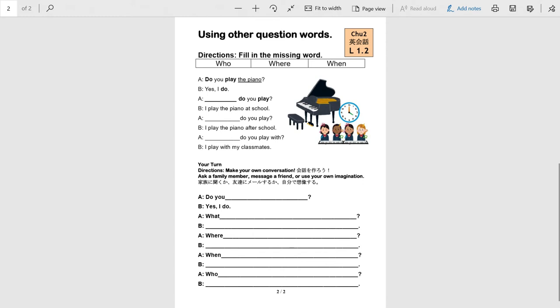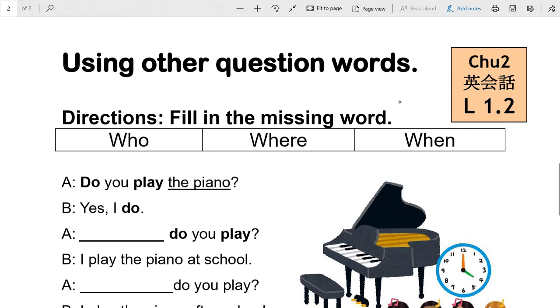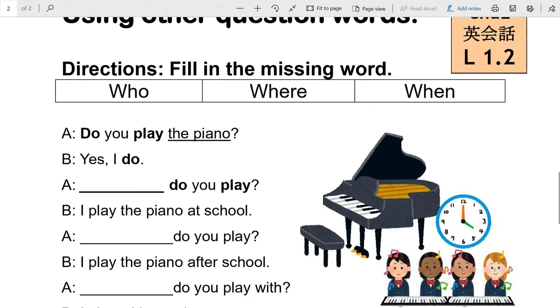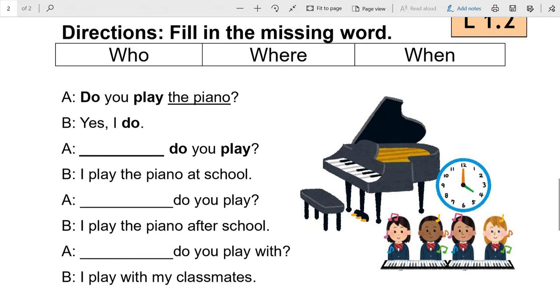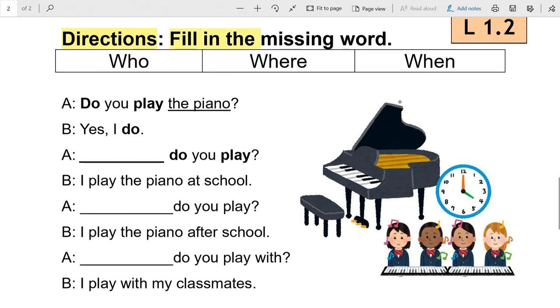Let's take a look at page 2 and let's practice using who, where, and when as a follow-up question. So let's look at our example. The directions say, fill in the missing word. So we have who, where, and when. Read the dialogue and put the missing word in the blank. I'll give you some time to do that now. When we come back, we'll check our answers together.